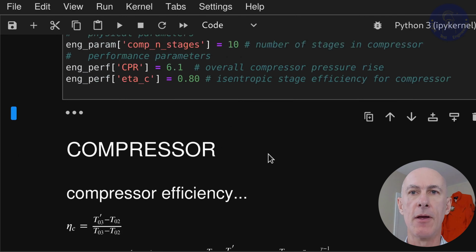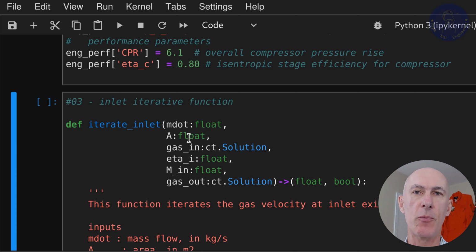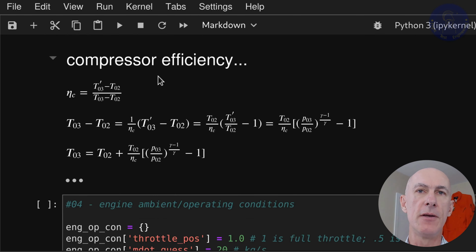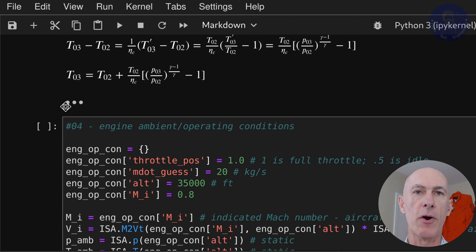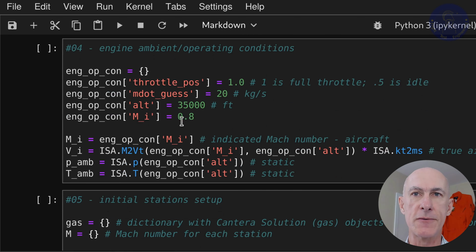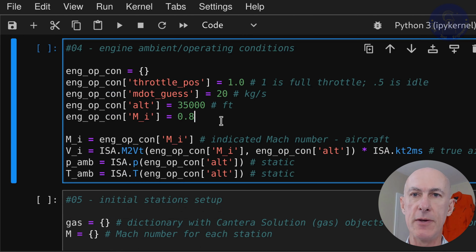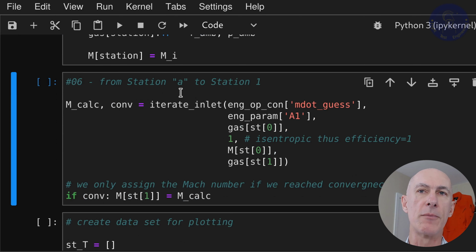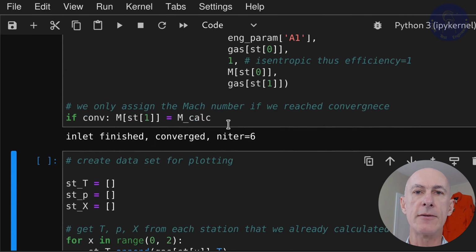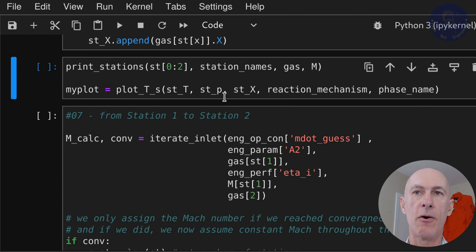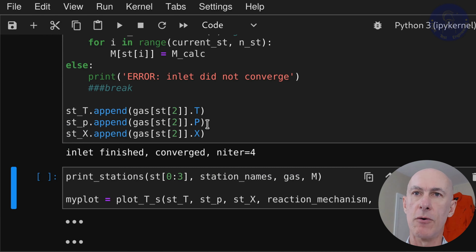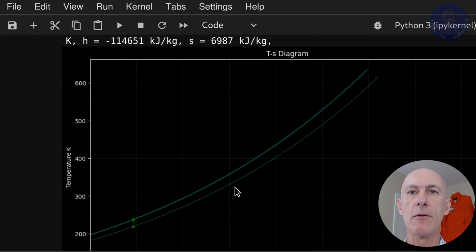All right. Looking at this cell that is hidden here, this is exactly the cell that we had before for the inlet iterative function, so we can load that in. These are just the formulas that we saw before. We're going to come back to this cell in just a second. Let's also run the ambient conditions, which is the same cell we had before, still Mach 0.8 at 35,000 feet. Same thing for the initial stations. And here is the calculation from station A to station 1 of our inlet. In our last video, video number 3, we had this nice plot going from station A to station 1, and also from station 1 to station 2.